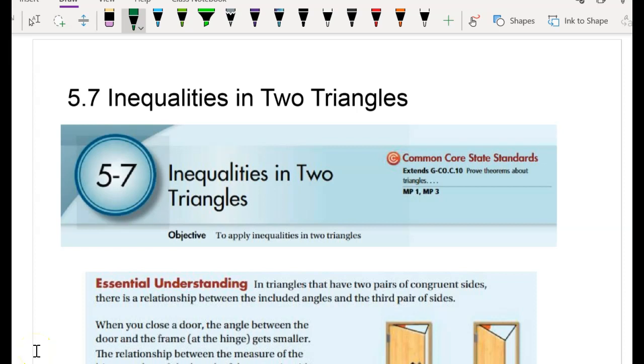This is section 5.7, Inequalities in two triangles. Our objective is to be able to apply inequalities in two triangles.